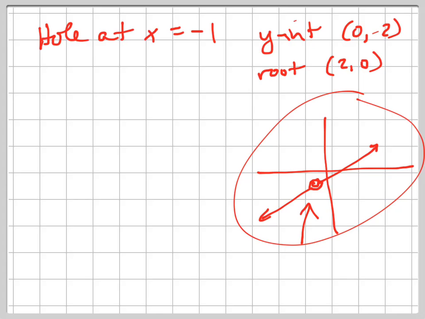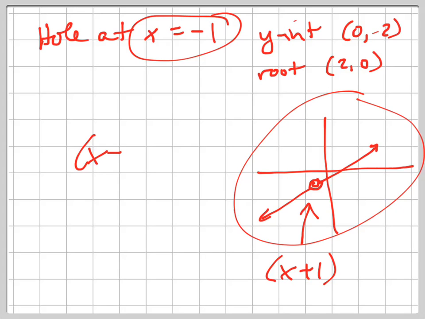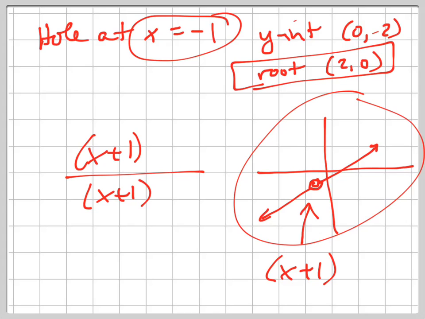Well, if there's a hole there, if there's a hole at -1, that means x plus 1 is a factor of the top and the bottom. That's how we got the hole. And then we also know that a root means a 0. That's this 0 at 2. And when you have a root, that means that you have a factor in the top. Every root is related to a factor, and that's the factor.